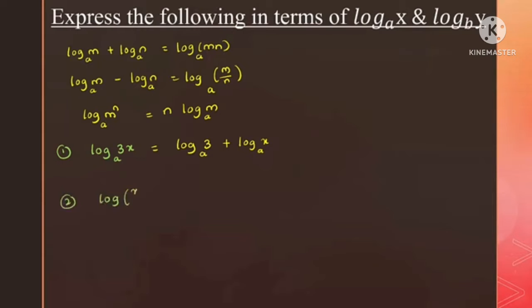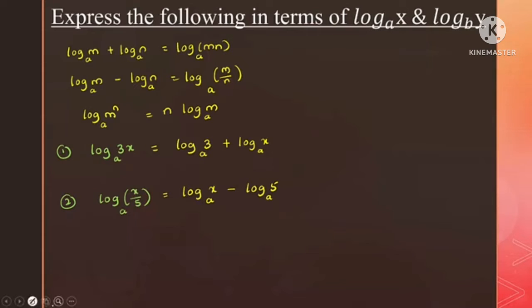Now come to the second problem. Log of x over 5 to the base a. So how to express in terms of log x and log y? So this is a subtractive identity. This is x over 5. This is the ratio form. So we can write it as log x to the base a minus log 5 to the base a. Remember, these two are the first two rules of logarithms, that is additive identity and subtractive identity, and these two laws hold good only when the bases are the same.